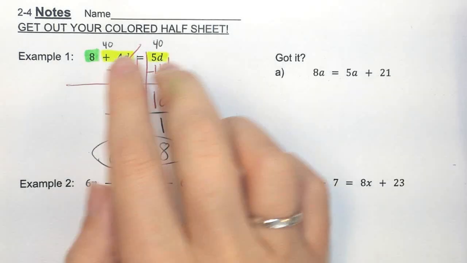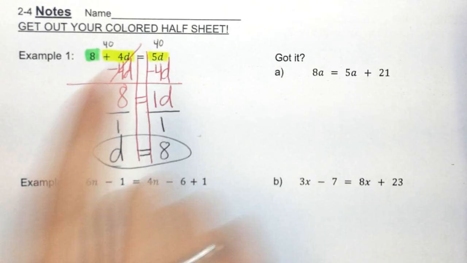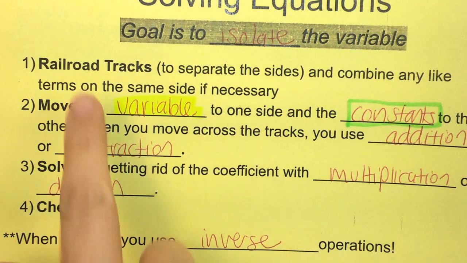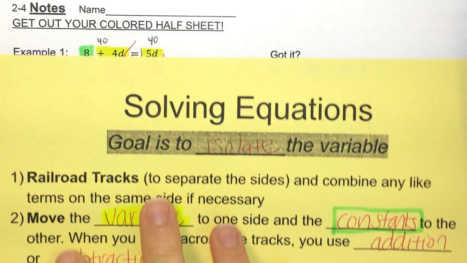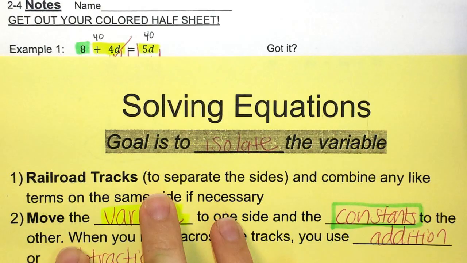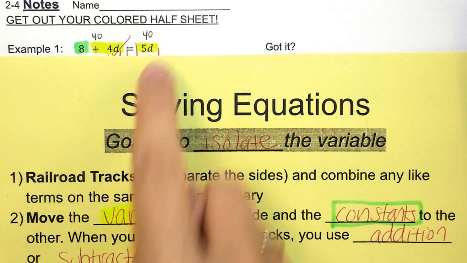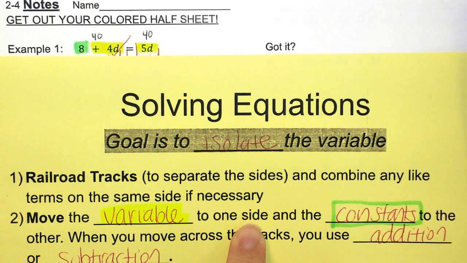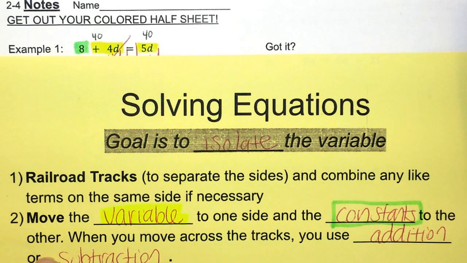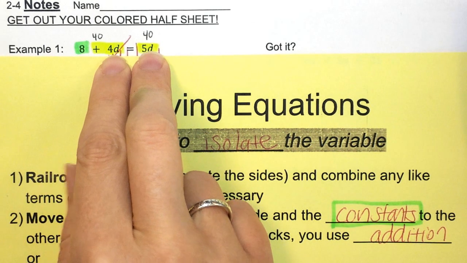Okay, so on example 1, today is the first day that we have variables on both sides. When we look at our yellow sheet, we have our railroad tracks to separate the sides. It says combine any like terms on the same side. Well, this doesn't have any like terms on this side, neither does this. So we go on to step 2. Step 2 says move the variables to one side and the constants to the other. Well, I already have all my constants together, so I need to move my variables.